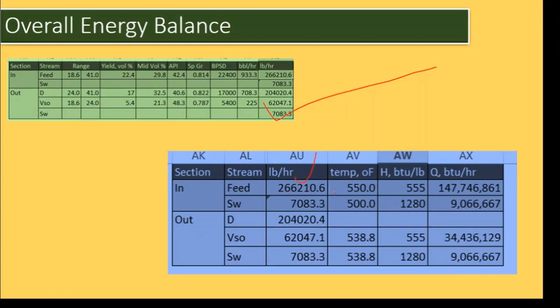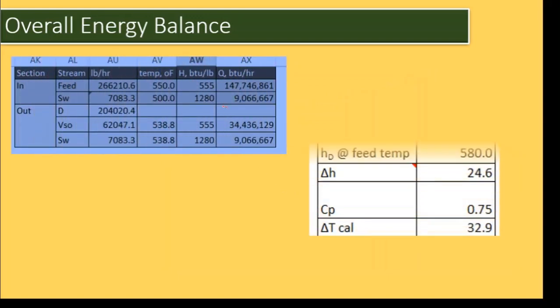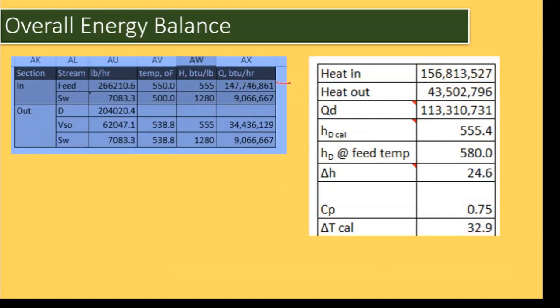Feed is given in pounds and their temperatures are given, 550 and 500. We have now calculated 539, that is 538.8, for VSO and SW. D is missing, so obviously we have to repeat the same procedure as the bottom one to find all these values. The H value is calculated from the graph. The H value for steam is given, then heat content can be calculated by multiplying the H by the mass flow rate, and in this way we can find all these values. Now come to the heat balance calculation.